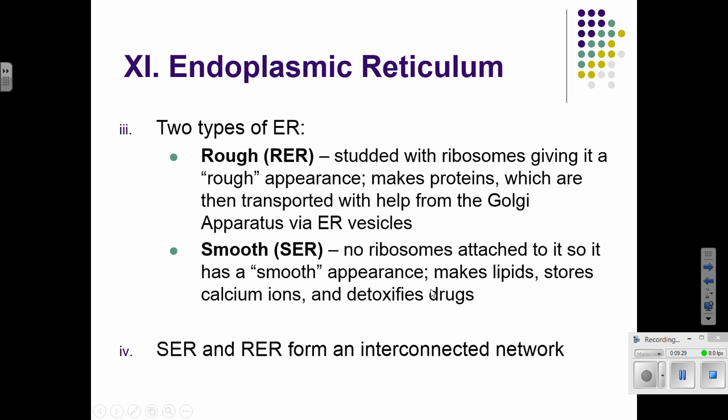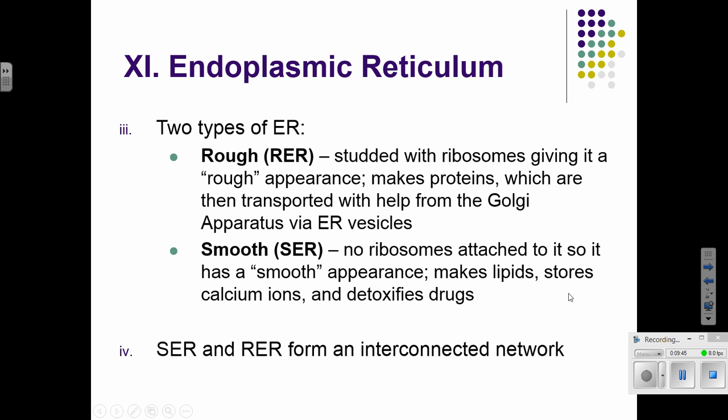And then the smooth ER, it's called smooth because there's no ribosomes attached to it. And this is the one that makes the lipids. And we can use those lipids to rebuild our cell membrane if we need to, or rebuild any of the vesicle sacs, or all kinds of stuff that are made of lipids in the cells.